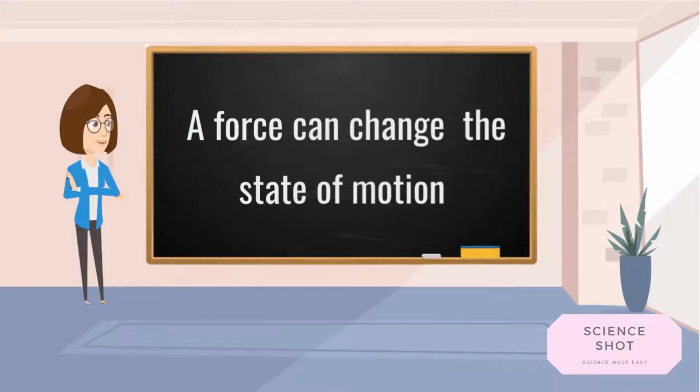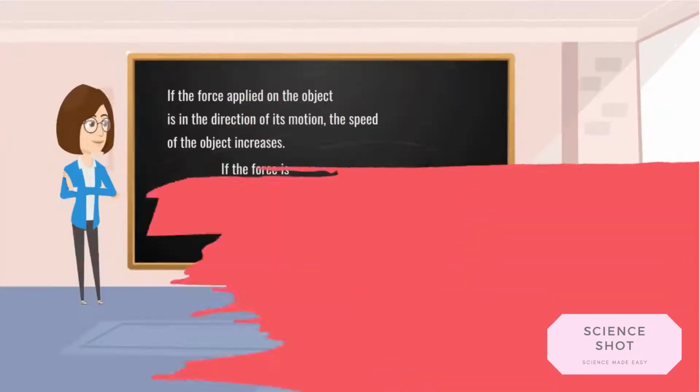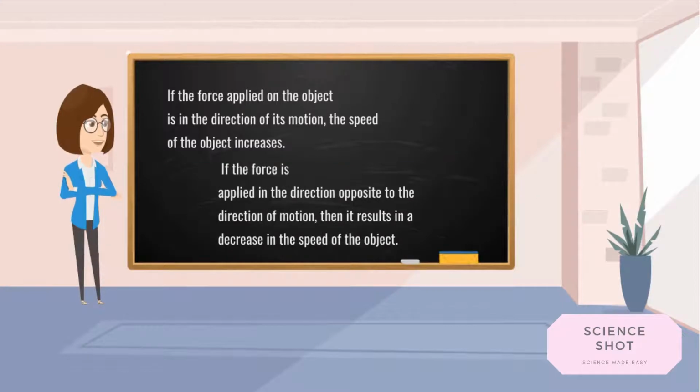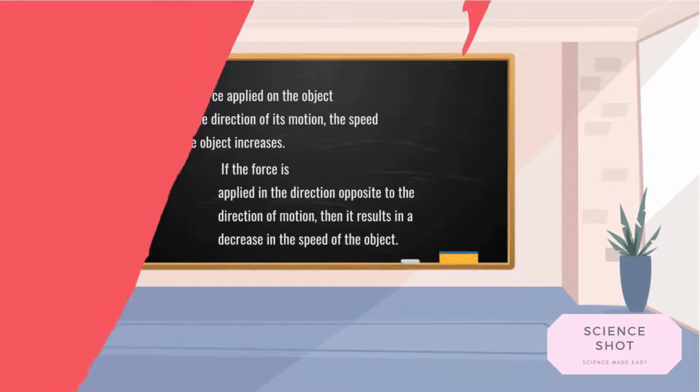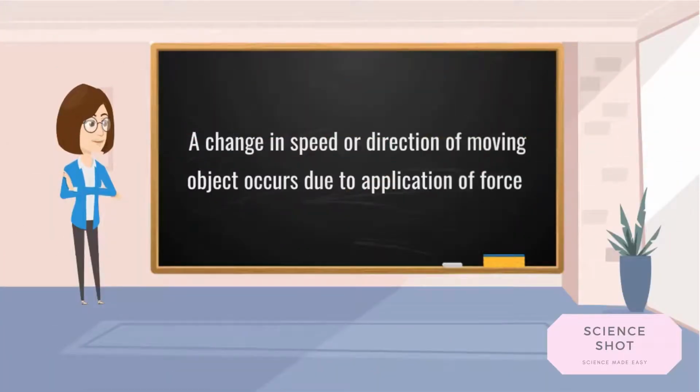A force can change the state of motion. How? If we apply force to a moving object in its direction of motion, the force will get added to the actual speed of it and it moves with greater speed. If we apply force to a moving object in the opposite direction of motion, it opposes the moving object and as a result, the speed decreases. So we can say that if we apply force, a change in speed or direction occurs.